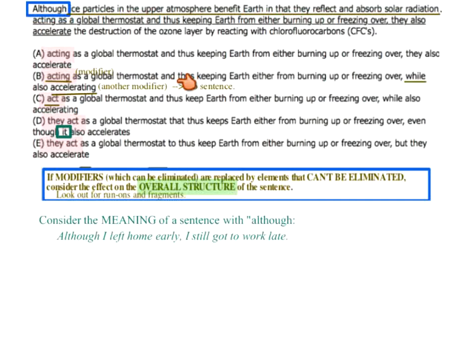I mean, there's a contrast here. These two things are in opposition to each other. The idea of leaving home early and the idea of getting to work late are in contrast. This probably seems really obvious in these terms, but that's how although functions. So you got to think about what the sentence is actually saying, because you gotta know what's supposed to contrast with what else. So what are the ideas in this sentence?